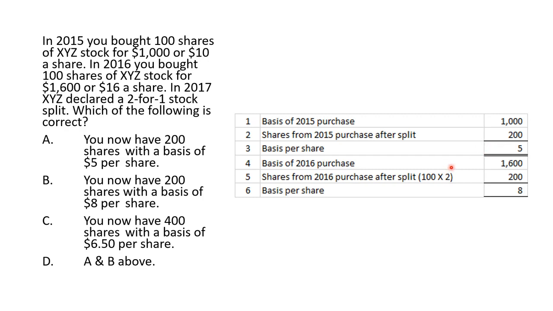Same with the 2016 purchase. 2016 had a $1,600 investment to begin with. We now have the 200 shares, 100 times 2, just like we had up here. We now have 200 shares, so the basis per share of the 2016 purchase is now $8. And so both A, 200 shares with a basis of $5, and B, 200 shares with a basis of $8, both A and B are correct.